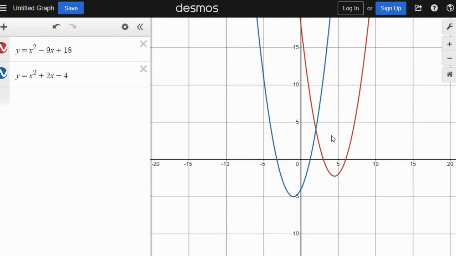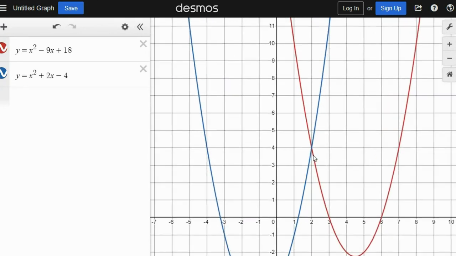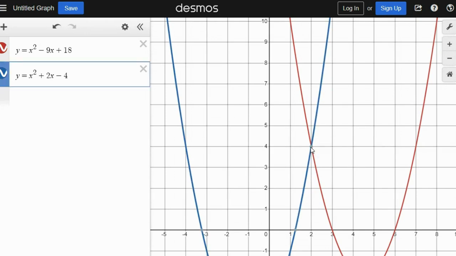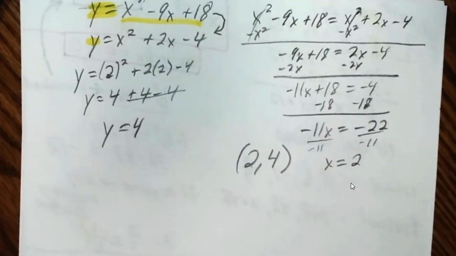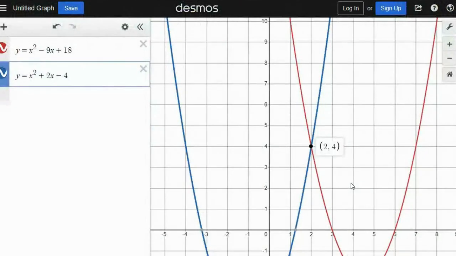See what's going on? That's why there's only one solution. There's only one point where they cross each other. And it is at 2, 4 that we calculated. That was the point we came up with, 2, 4. And then when we graphed it, that proved it. Got the same answer when we solved it graphically. 2, 4. So very nice.